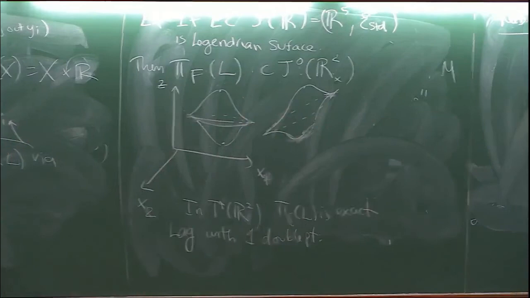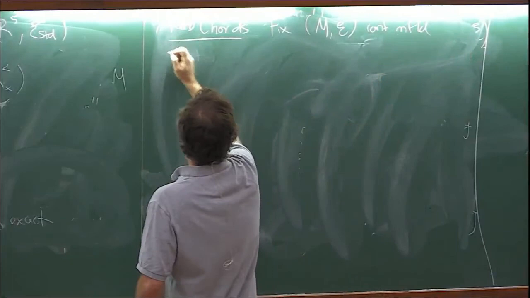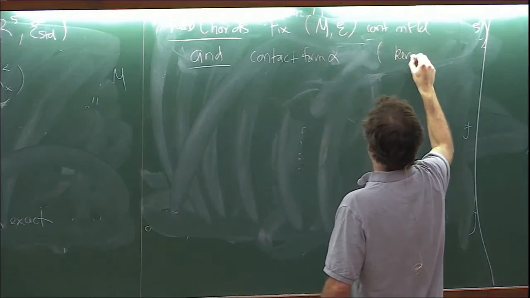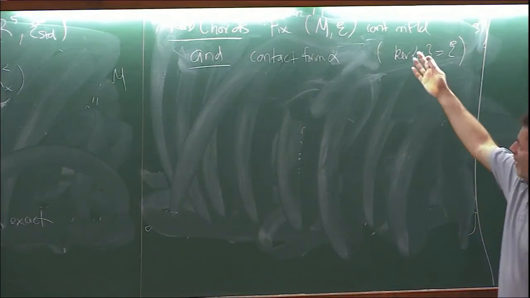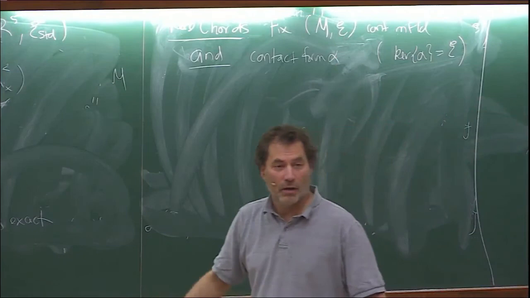So if you fix not only the contact manifold, but also the contact form. Recall that means that if you take the kernel of this one form, you get the contact distribution. You have to remember that for a contact manifold, this is not intrinsic to the contact manifold. This is the distribution which is intrinsic. This is a choice. If I take this and multiply it by 2, I get the same distribution. Or I multiply it by a non-zero function, I get the same distribution.